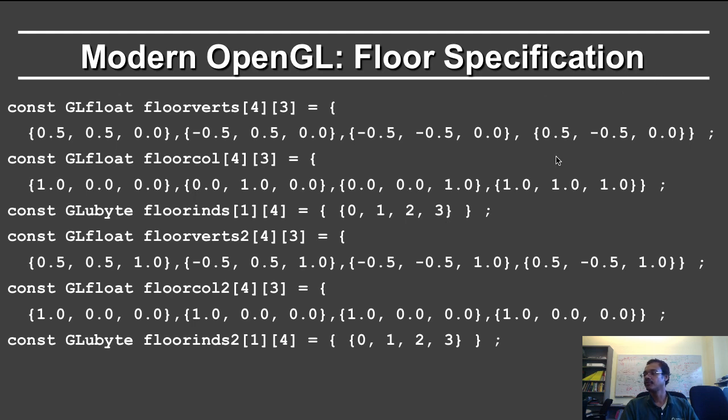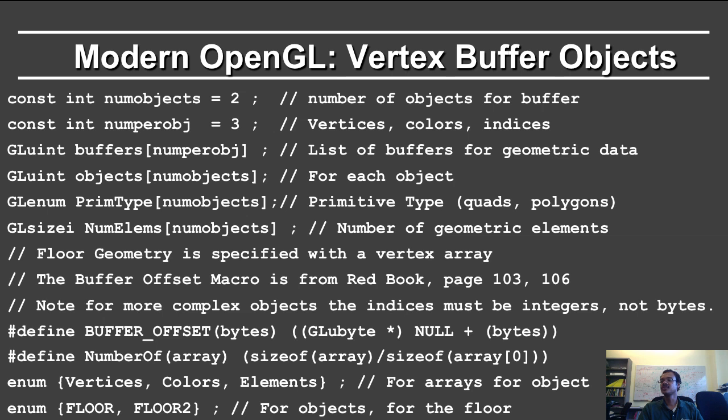And then I have the floor vertices, which is a definition of the second object. So that's why I've called it floor verts 2. So remember that I actually do have 2 planes, although we'll be focusing on the first one. And similarly, I've defined floor color 2 and floor indices 2. So here is what I do to set up the vertex buffer objects. The number of objects is 2 in this case. The number of buffers per object is 3. So vertices, colors, and indices.